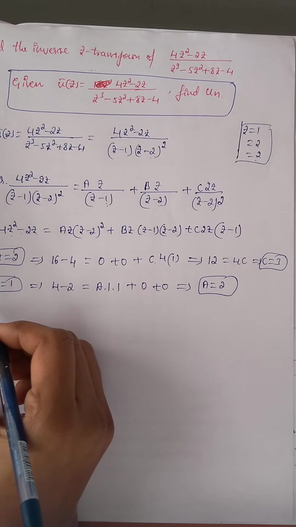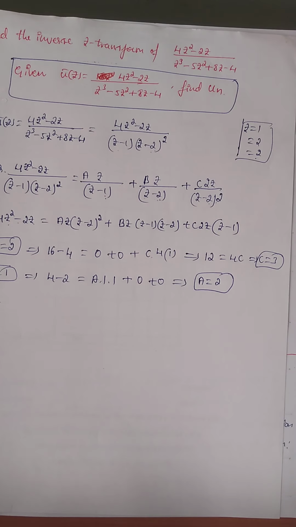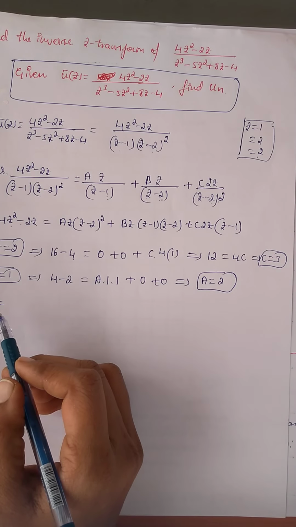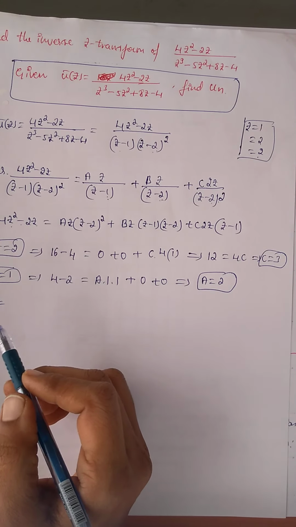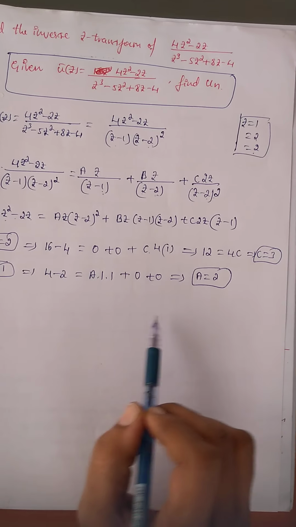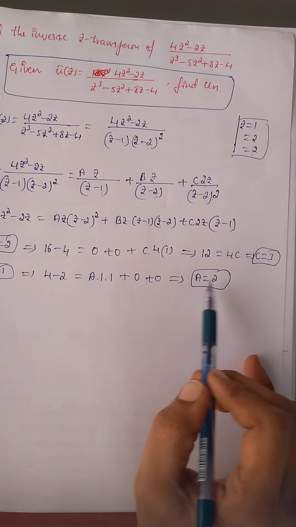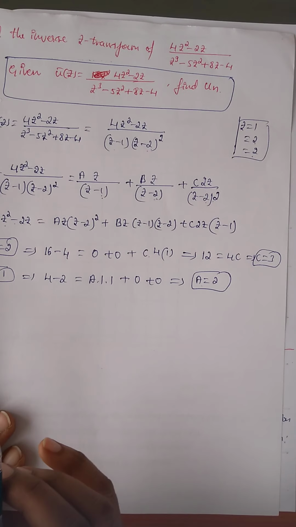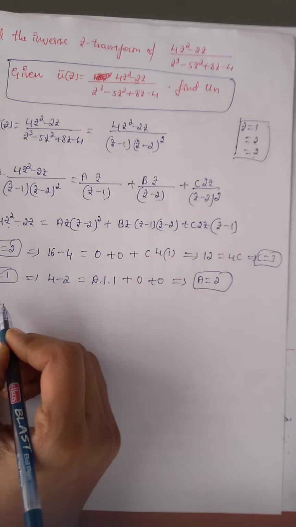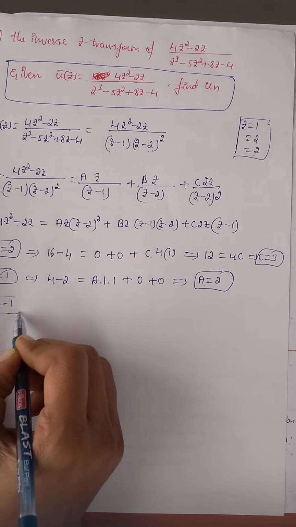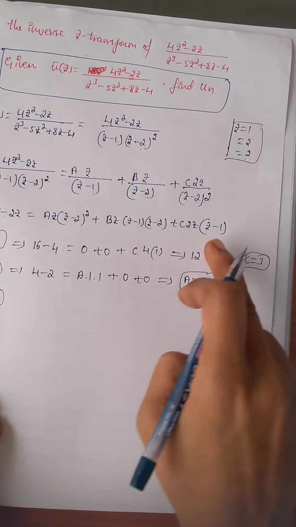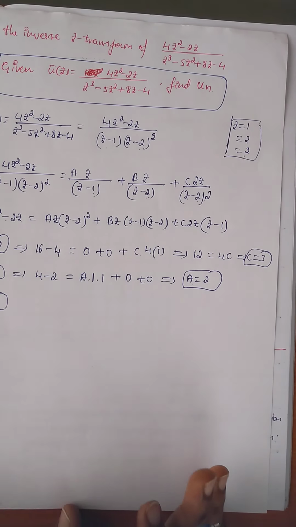Next, assume z equal to any simple value, except 1 and 2. Take z equal to minus 1, minus 2, minus 3 or plus 3. Assume any number, substitute here, and we get a linear equation. Solve this linear equation by substituting the previous A and C values, and we get the remaining B value. We can't find the third value B directly, so just substitute any simple number for z, solve the linear equation, and we get the third value B.